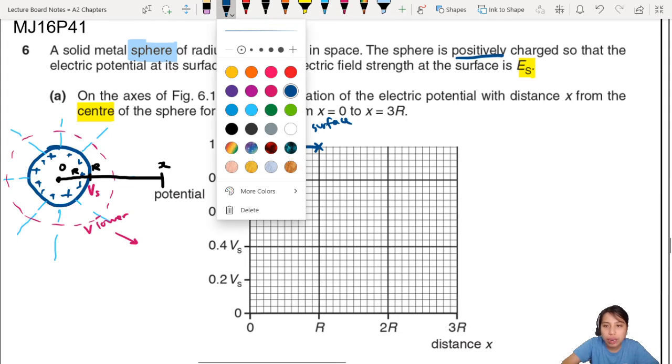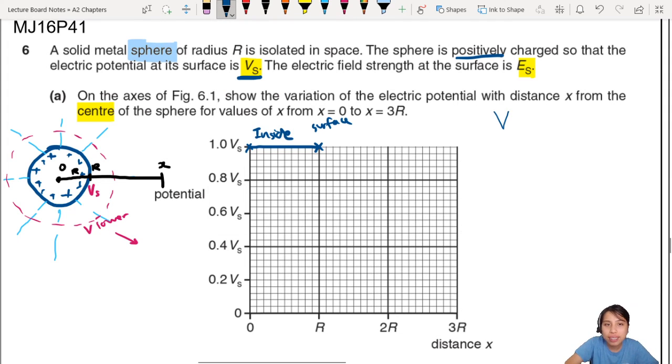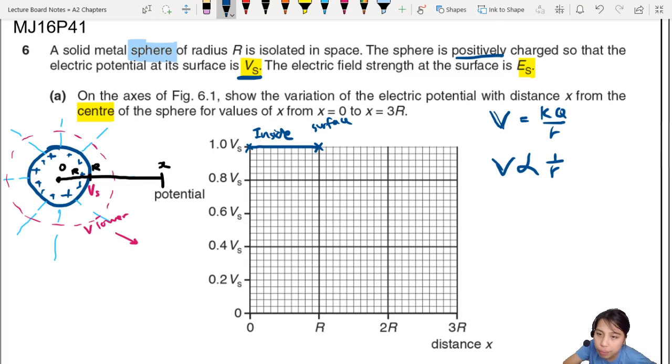So you need to think about the relationship between V and x. What's the equation again? V equals kQ over r, right? So that means V is proportional to 1 over r. And this is what we need to check. So at the surface, Vs is at R. So if you go a little further, say for example, we need to draw until 3R. What do we do? Every R. Okay, we do every R.